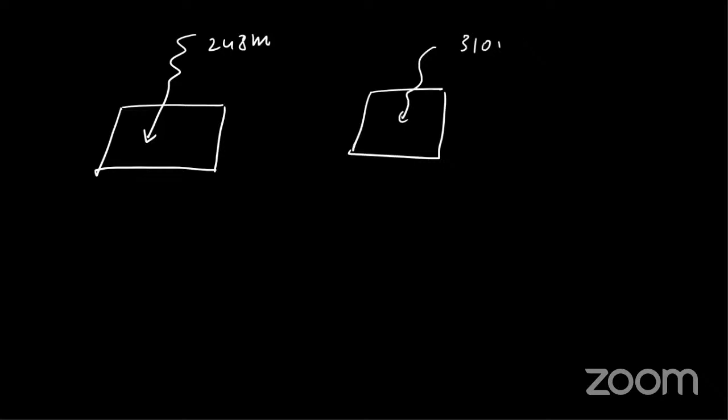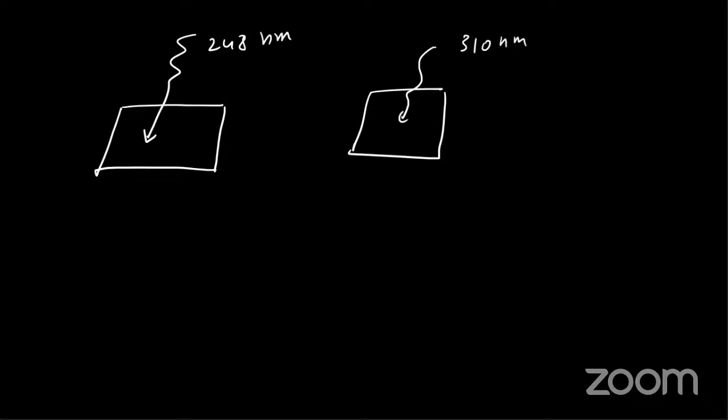So let me explain completely. There was one photon of 248 nanometer falling on the plate, and there was one more photon of 310 nanometer falling on the plate. And what is the energy of this photon?